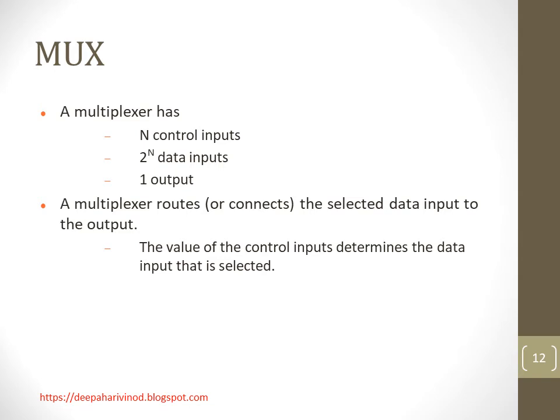A MUX has n control lines, 2 raised to n data inputs and 1 data output. So it will have many inputs, in the sense 2 raised to n data inputs, n control lines and 1 output. The main function of the MUX depends upon these control lines, which can also be called select lines. A multiplexer routes or connects the selected data input to the output. Which input should be connected to the output depends upon the select lines. The value of the control input determines the data input that is selected.